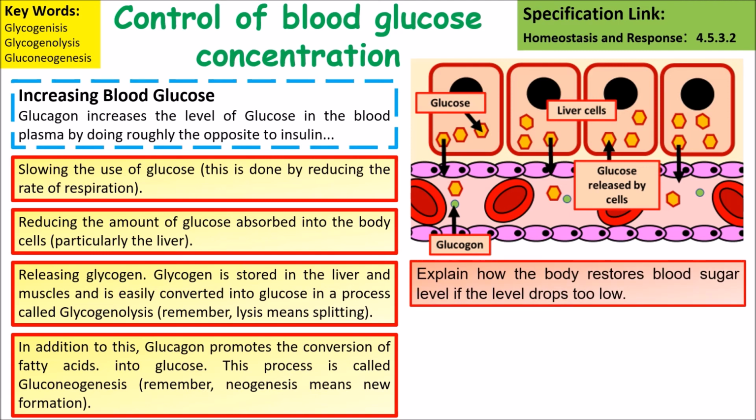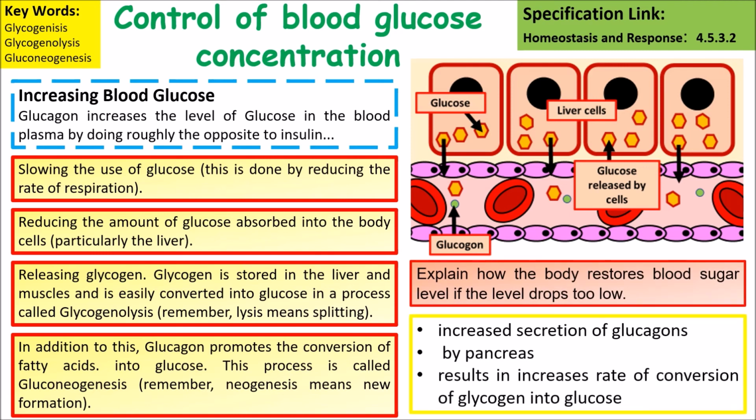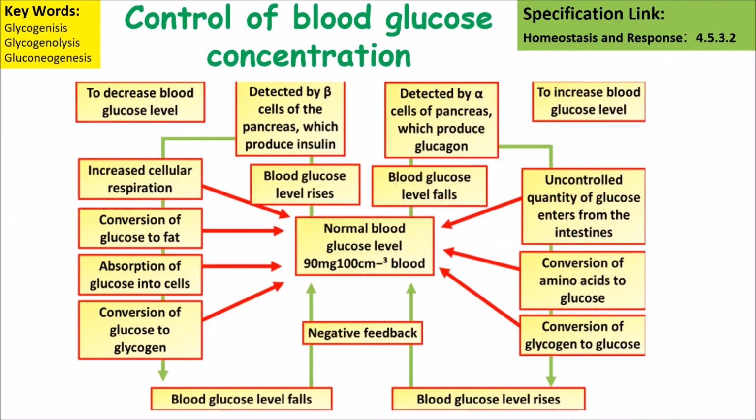So explain how the body restores blood glucose levels if it drops too low. Right, quite simply, it increases the secretion of glucagon by the pancreas, which results in the conversion of glycogen into glucose. And this diagram just summarises some of those key points.